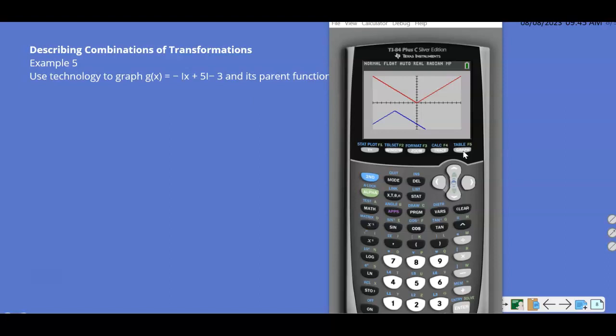You can see that the graph of g of x is a reflection across the x-axis, followed by a translation of 5 units to the left. So this moves you 5 units to the left, and this moves you 3 units down. So the negative makes it reflect across the x-axis. It makes it upside down. And this moves it 5 units to the left, and this moves it 3 units down. You can see it's still the same shape. It's just in a new position.